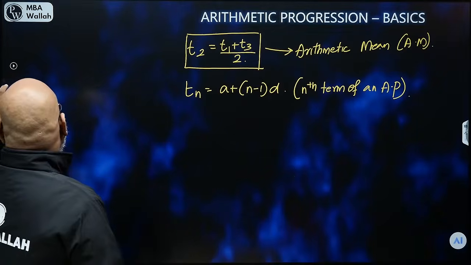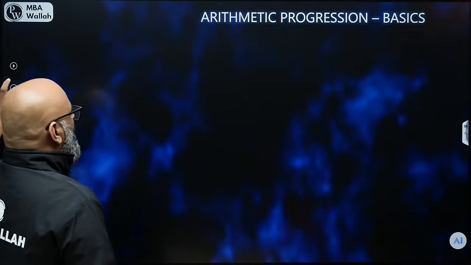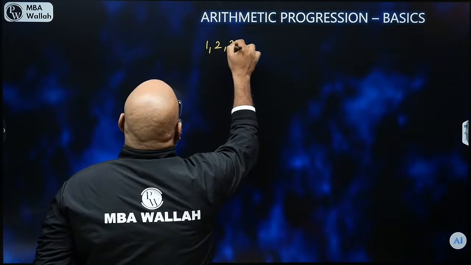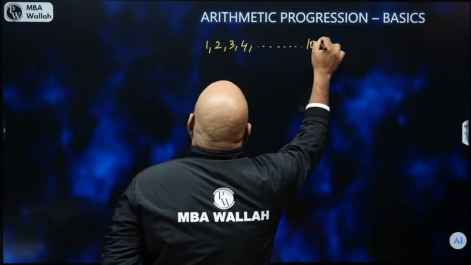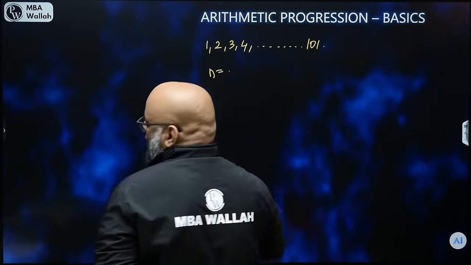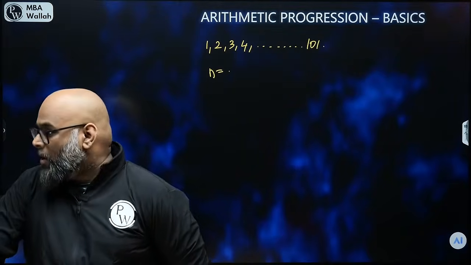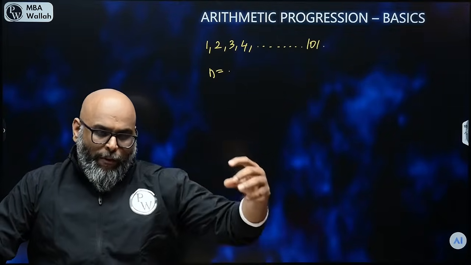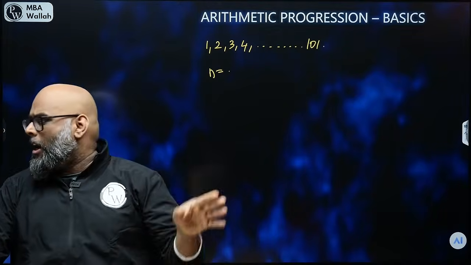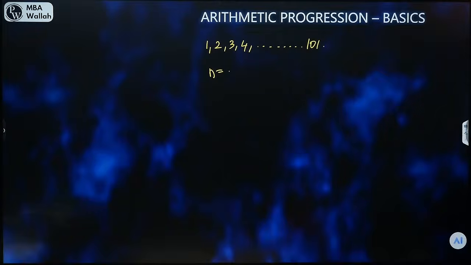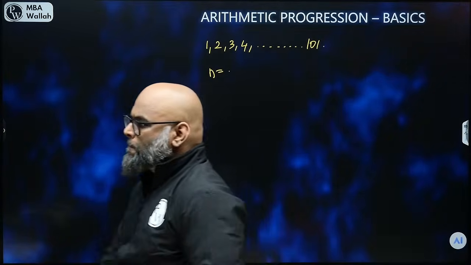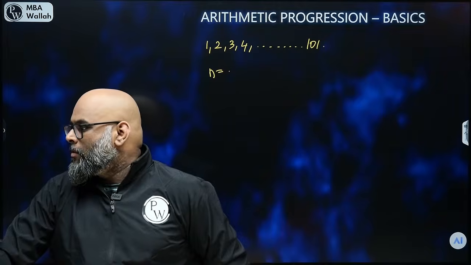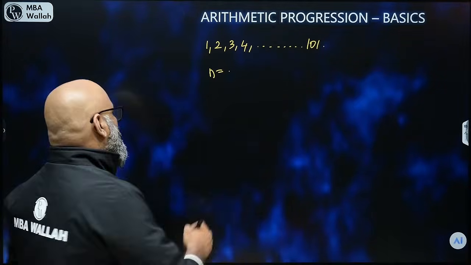So noticing this, the next thing that I want to know is, now if I give you 1, 2, 3, 4, and I keep going until 101, how many terms are there here? What is the value of n? First thing, yes, exactly. You will say n is equal to 101.